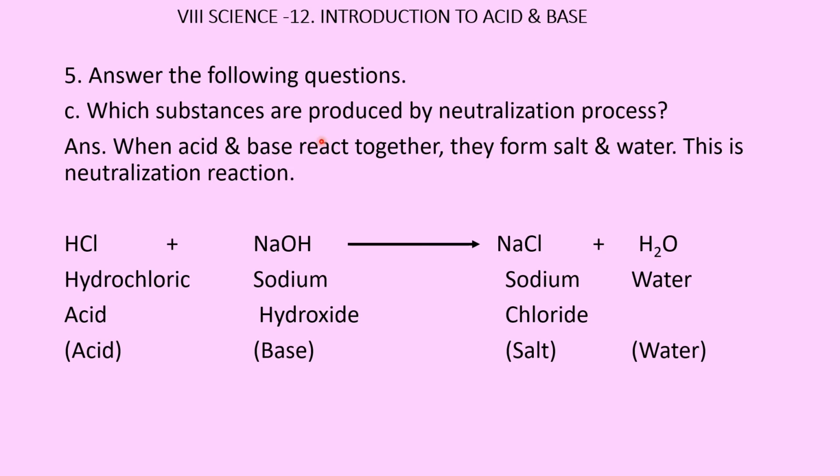C. Which substances are produced by neutralization process? Answer. When acid and base react together, they form salt and water. This is neutralization reaction. Example is given here. HCl, which is hydrochloric acid, plus sodium hydroxide, which is a base, gives sodium chloride, which is a salt, and water. Acid plus base gives salt and water.